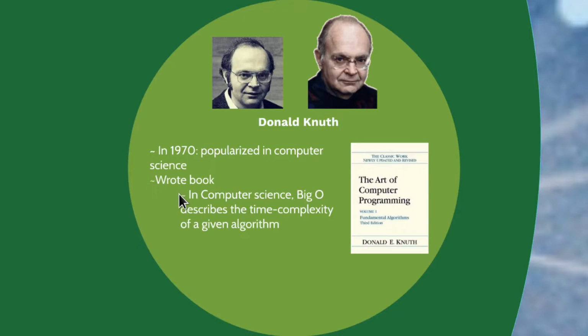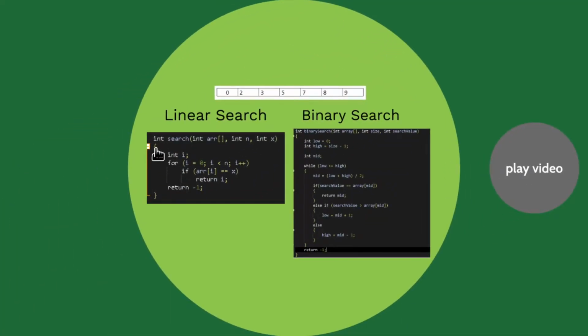Today in computer science, Big O notation is used to classify the time complexity of a given algorithm as to convey efficiency with respect to size. One would use this when trying to decide between two different algorithms. Consider two algorithms that are searching for a value in a sorted list.